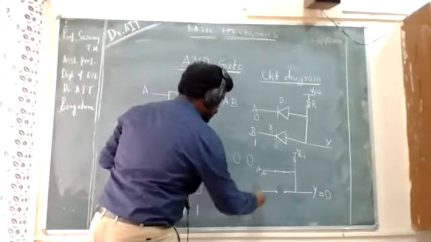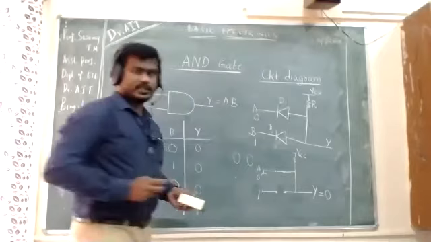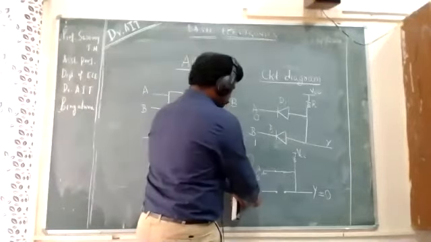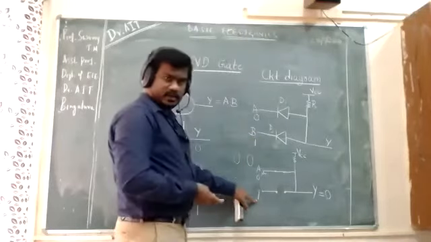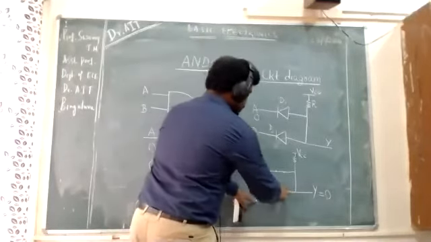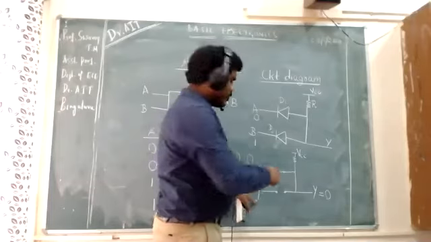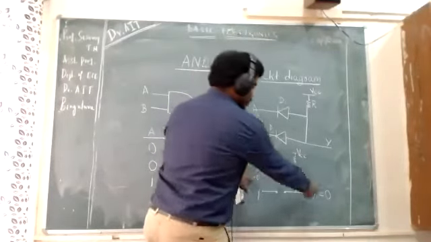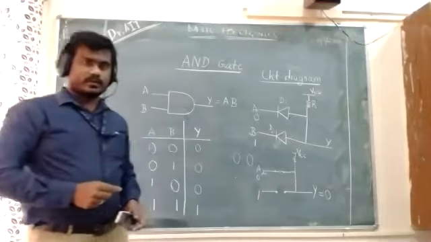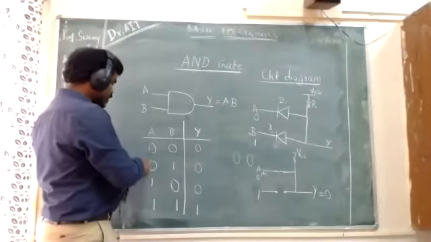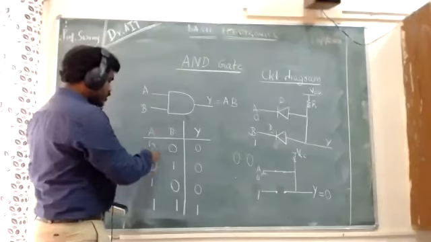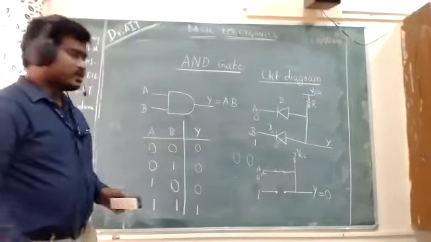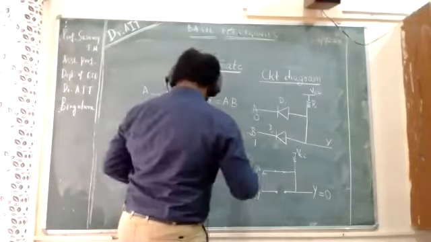Now B is equal to 1 and A is equal to 0. Then what will happen? Even though B is logic 1, the circuit is broken here, so we should not consider this one, but still A is equal to 0. So the output is also equal to 0. For this case also, when A is equal to 0 and B is equal to 1, the output is still logic low.